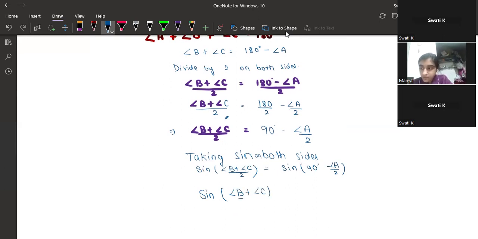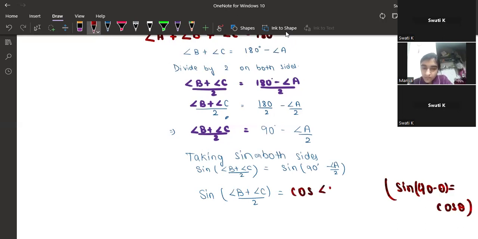Now here, can you not use the formula of sine 90 minus theta? Tell me, what is sine 90 minus theta? Cosec theta. Cosec or cos? Cot. Cos. Cos. You have to keep in mind sine or cos. Cos theta. So this will become cos angle A by 2. And this is what we wanted to prove, Manya. We are done. Hence proved.